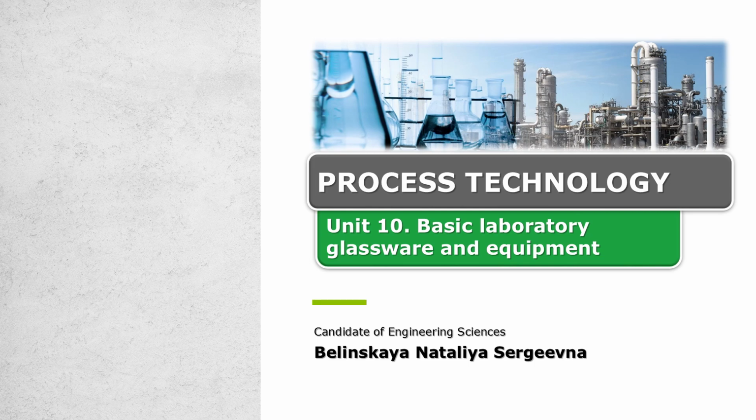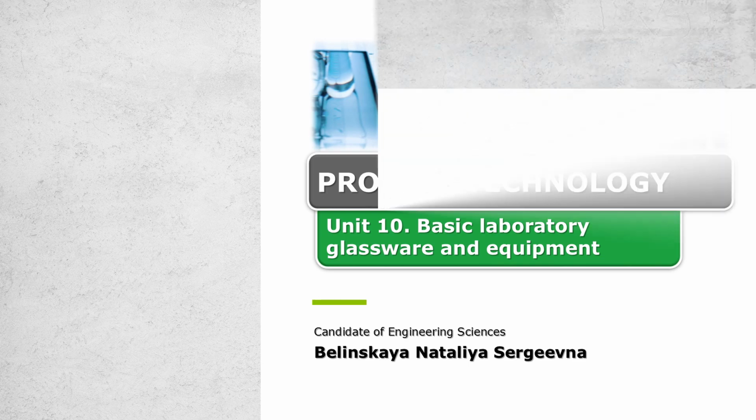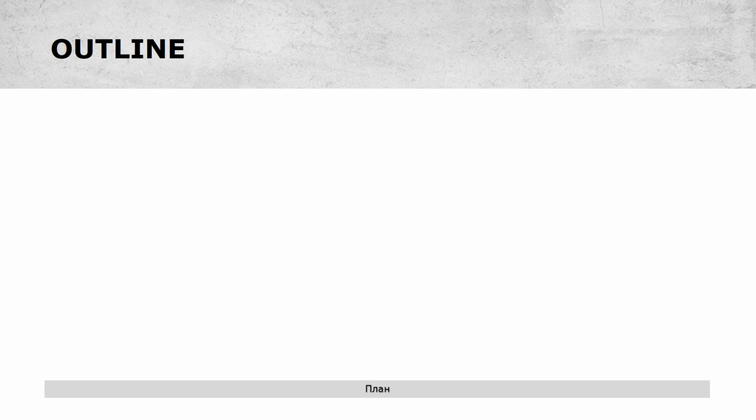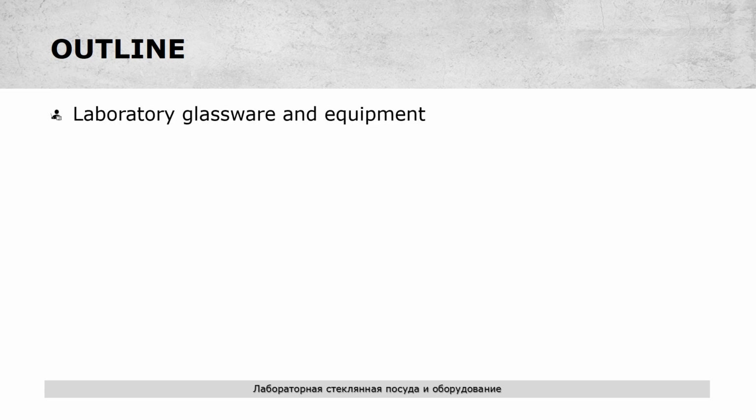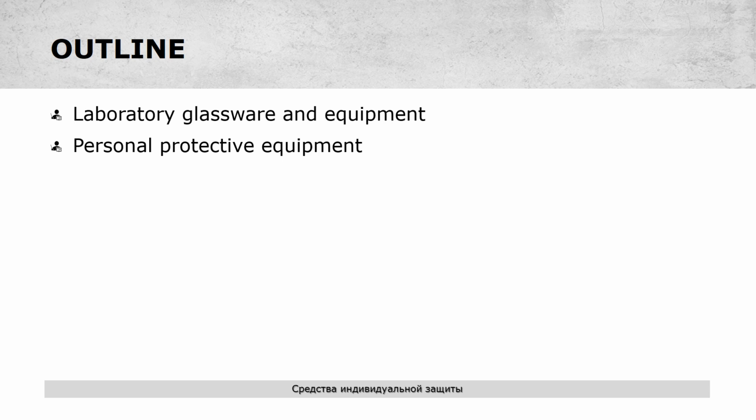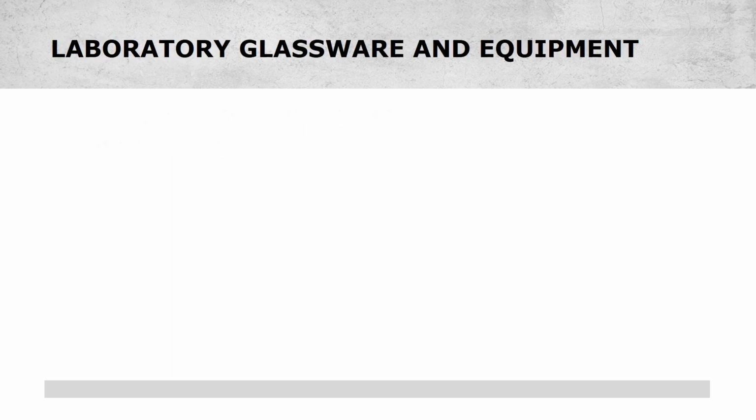Process Technology. Unit 10. Basic Laboratory Glassware and Equipment. Outline. Laboratory glassware and equipment. Personal protective equipment. Laboratory glassware and equipment.